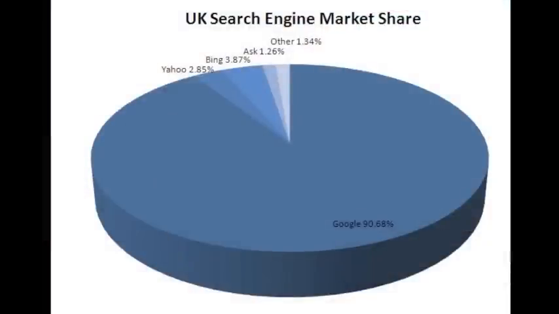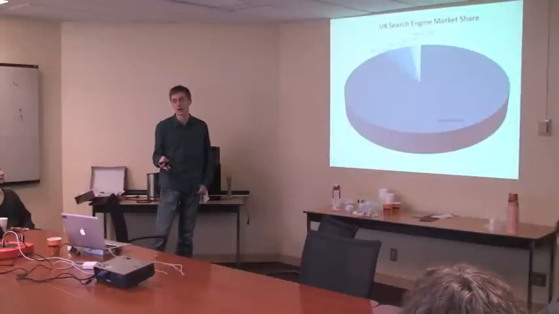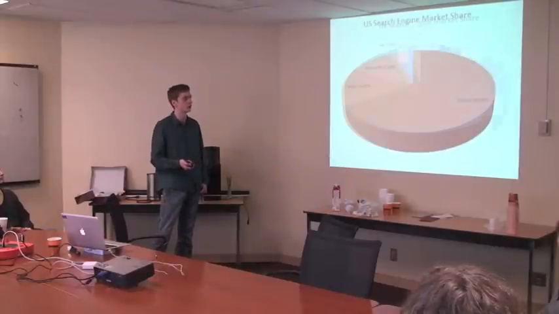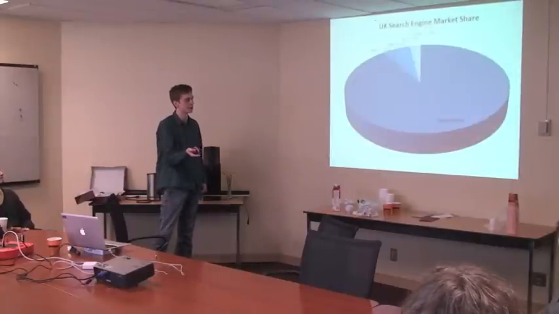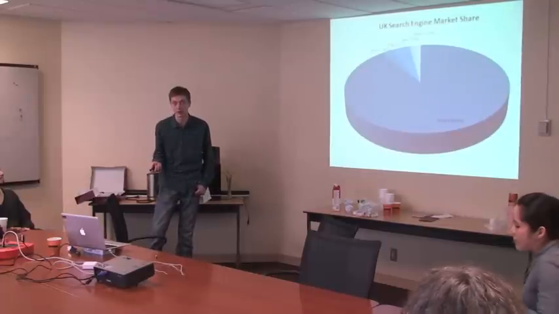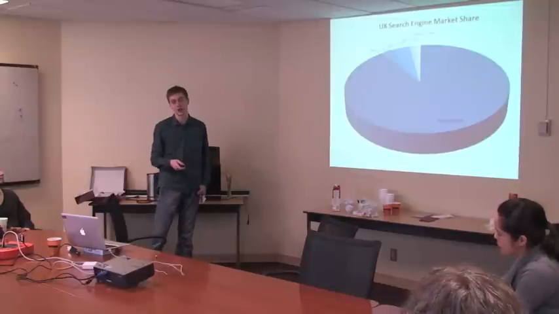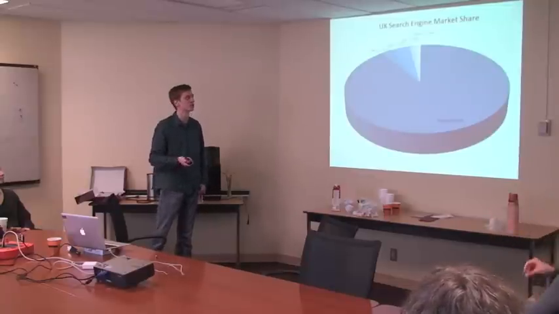Much, much higher even than the US. And I don't have the chart for Canada, but I am assuming that it's somewhere between these two. It's somewhere between 66% and 90%. So people searching are using Google, which is why that's really the one that search engine optimizers focus 90% of their efforts on, because it's really the only one that matters.